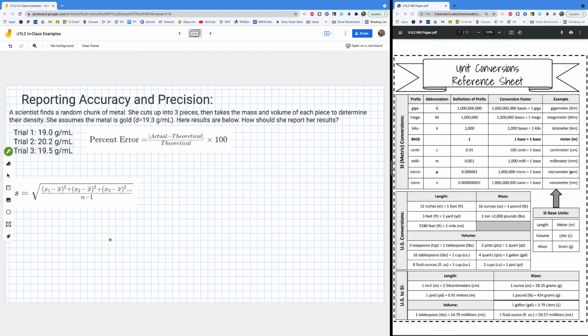Okay, here's the fun stuff. Are you ready? To report accuracy and precision, remember, accuracy is reported using percent error. That tells us, basically, how far away my measurement was from the actual or the theoretical or what it should be measurement. Precision is measured by standard deviation. That's what the S stands for, standard deviation.